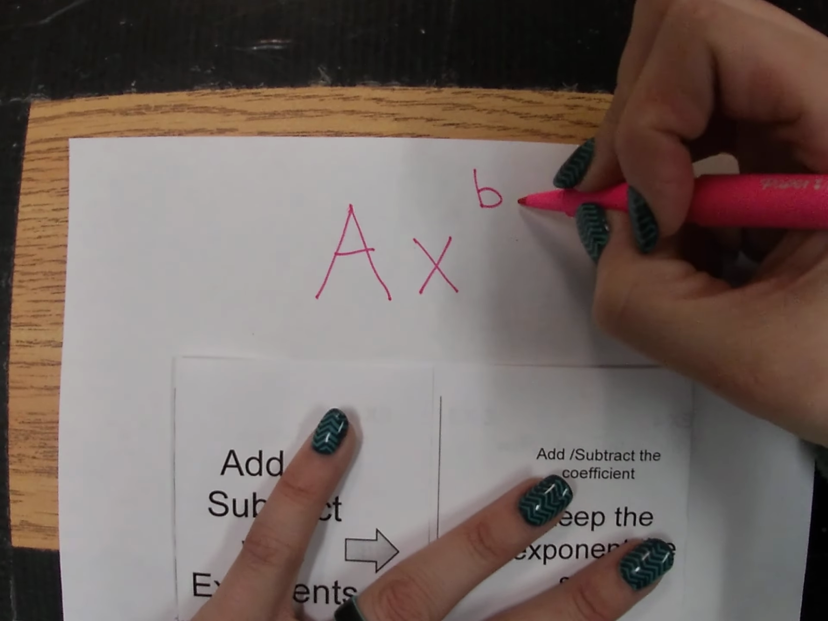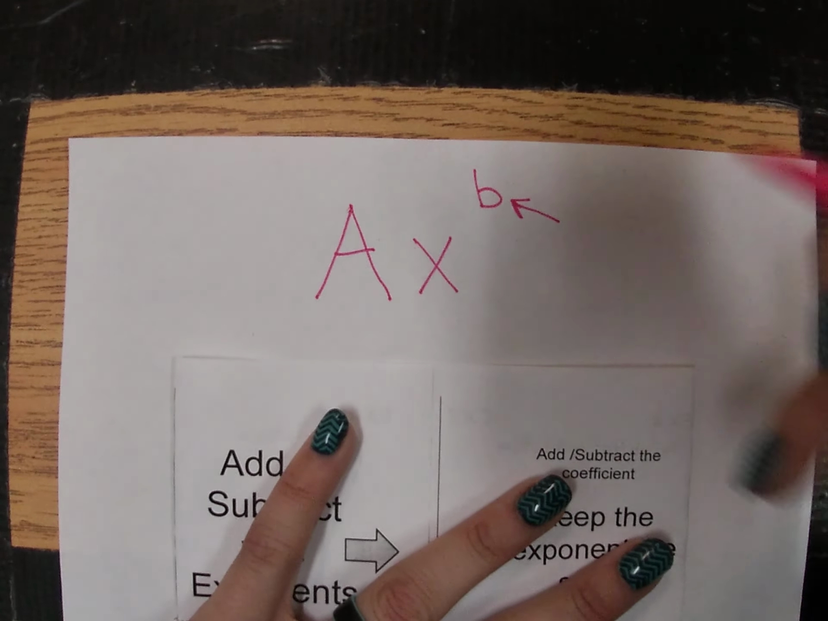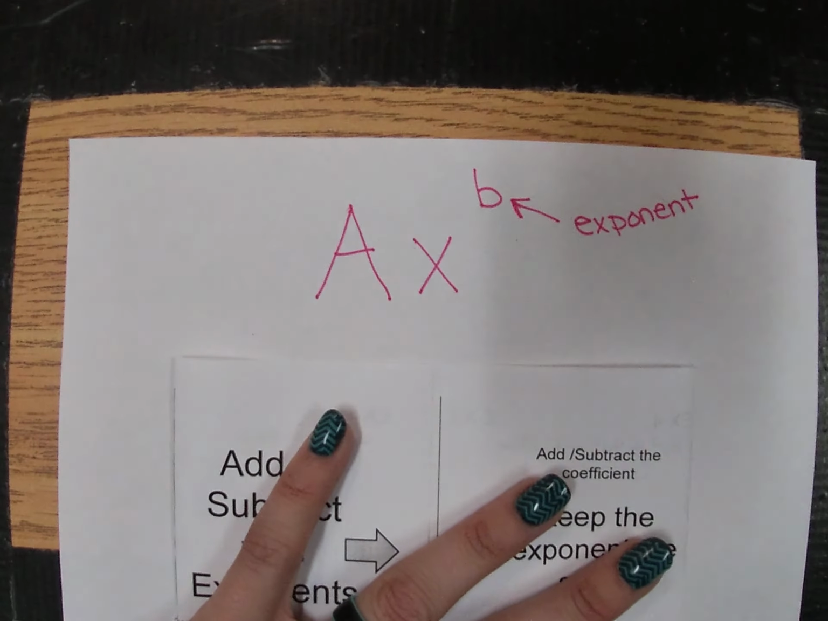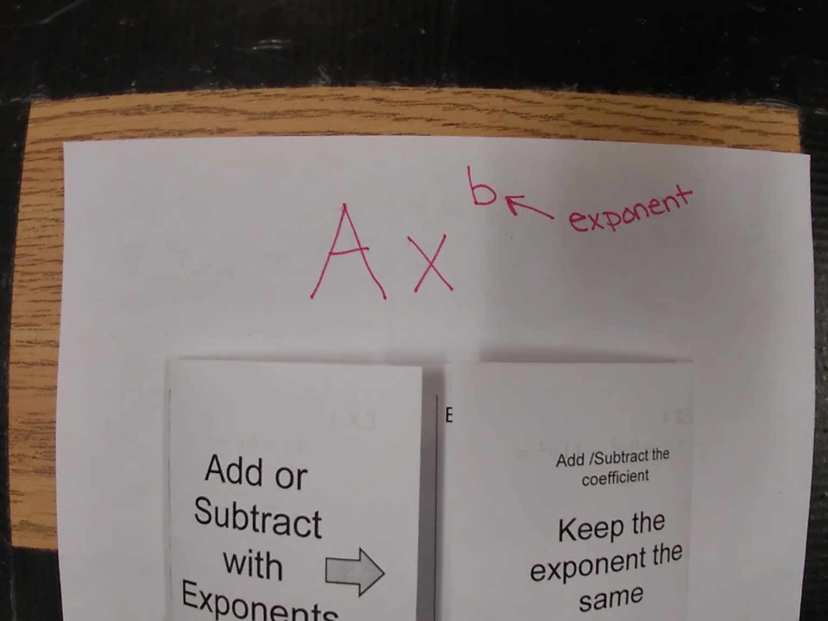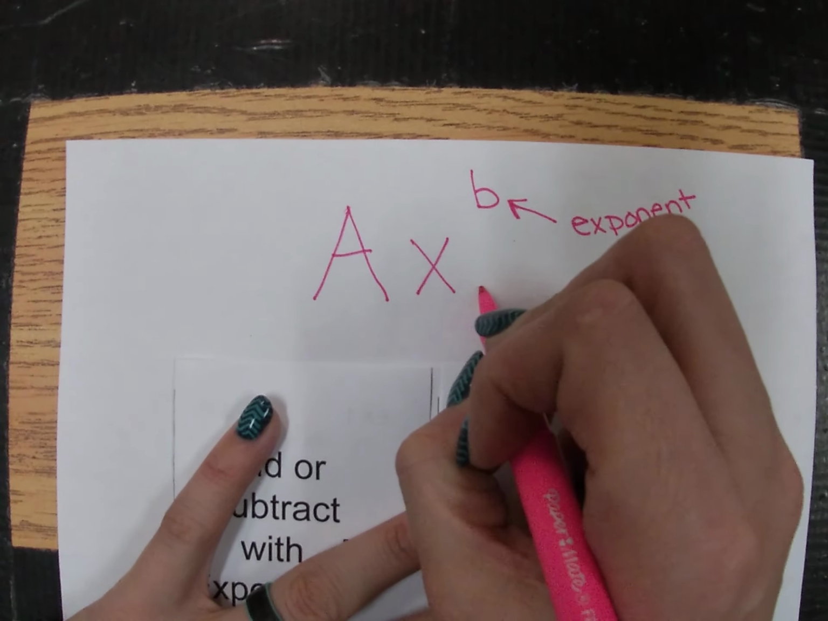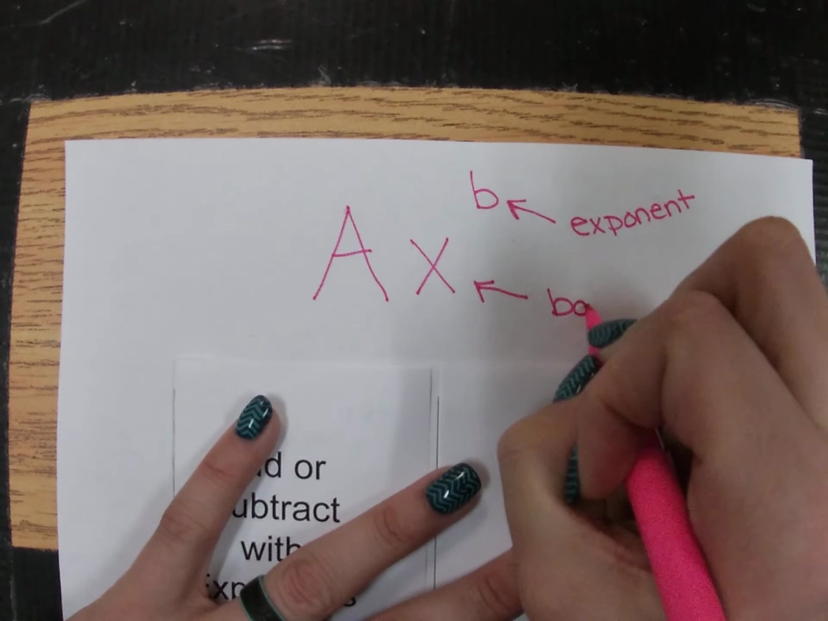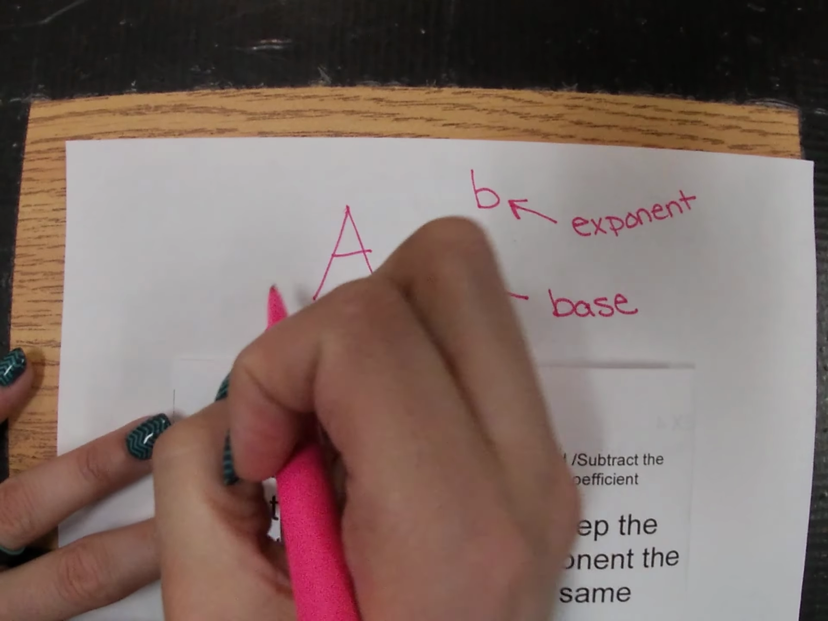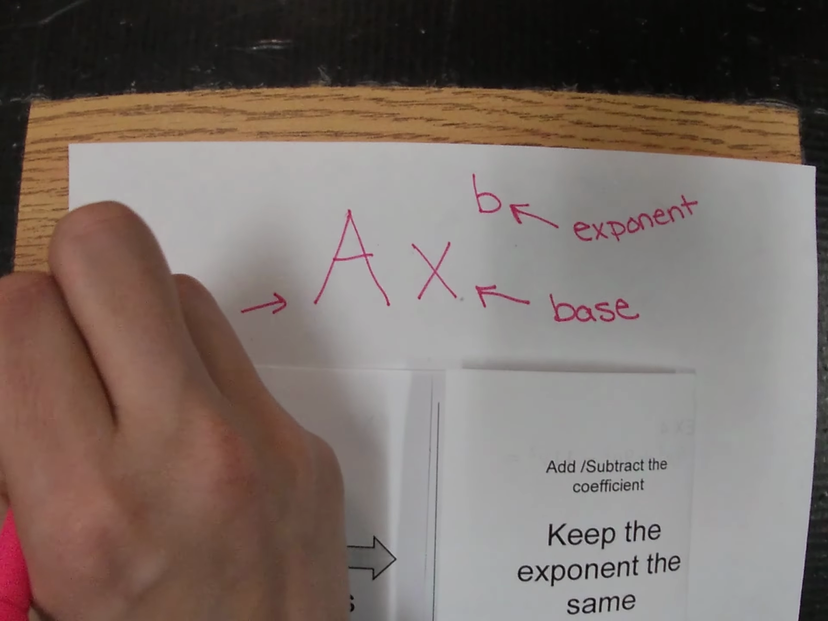So the first key term is whenever we have this small number up in the upper top corner, that is our exponent. An exponent tells us how many times we should multiply a number by itself. The next term is whatever is receiving the exponent. So whatever has the exponent attached to it, that's going to be called our base. And then the number sitting in front of whatever is getting the exponent is our coefficient.